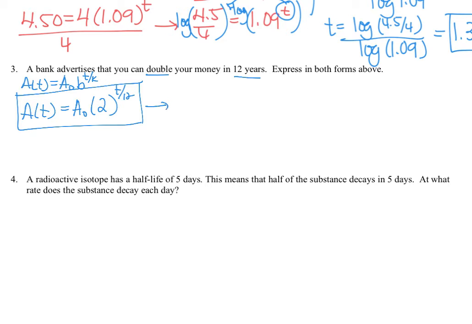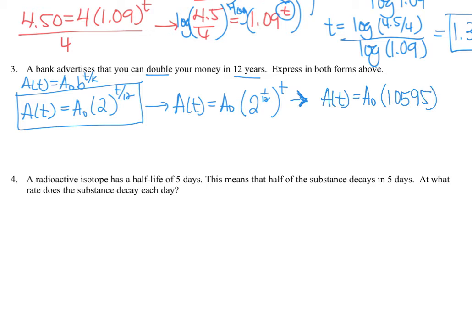Now to get it into my other form, I'm going to just do some manipulation here. So I'm going to change this to 2 to the 1/12 to the t, right? That is equivalent, because a power to a power, I would multiply those to get back the t over 12. Then I'm just going to plug that piece into the calculator, and I'll round it to 4 decimal places. So we get A of t equals A sub 0, and then the 2 to the 1/12 is 1.0595 to the t.